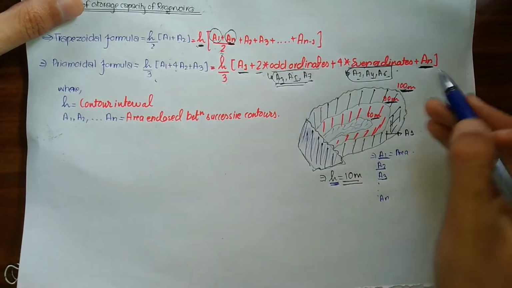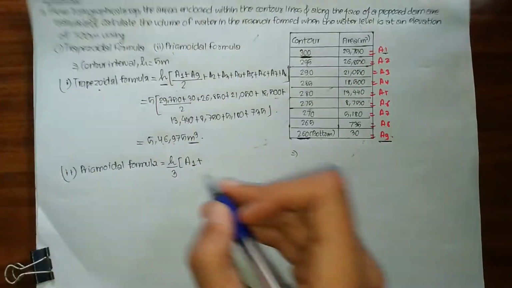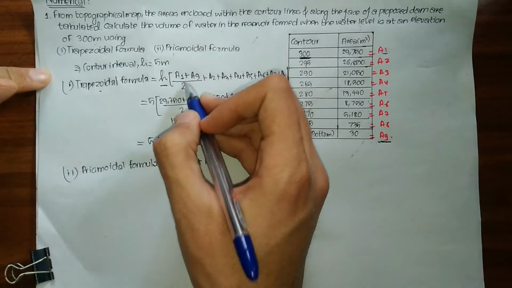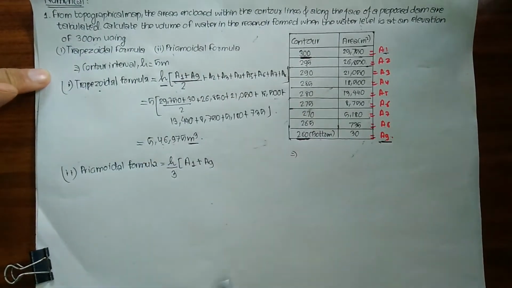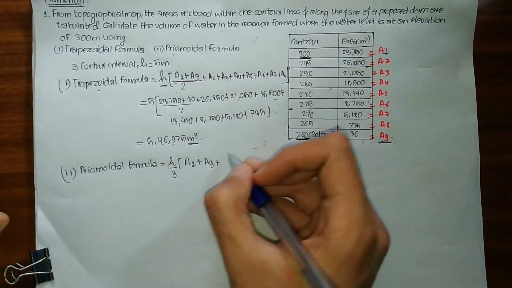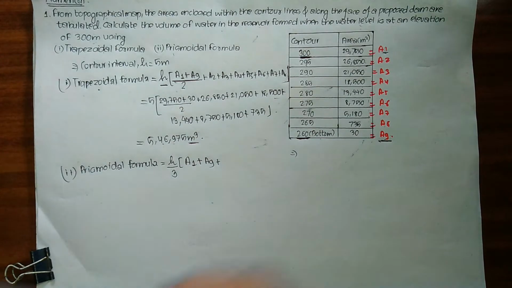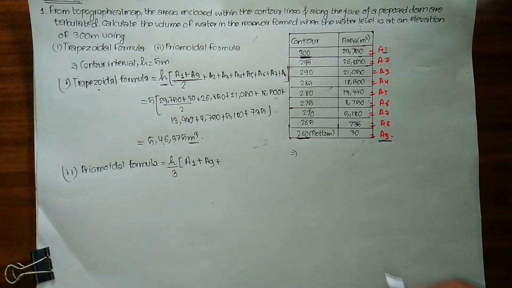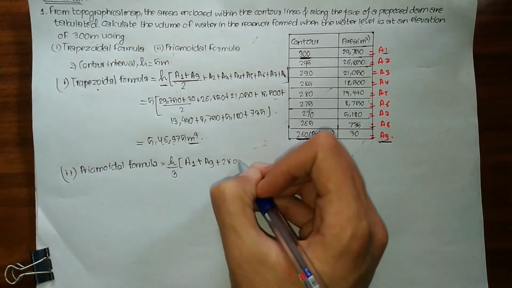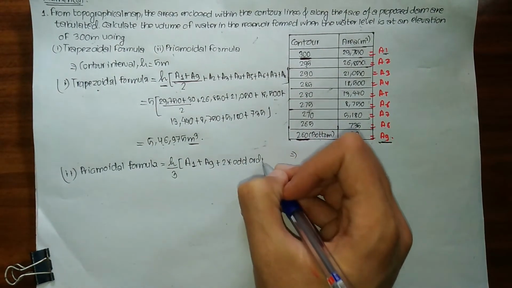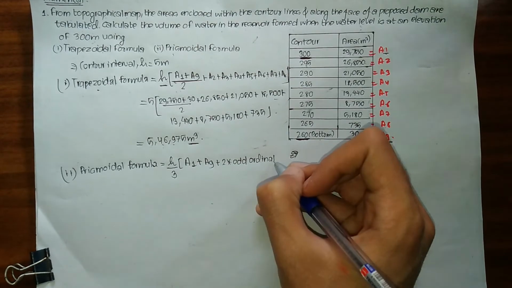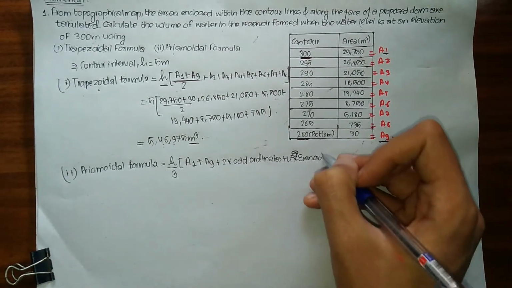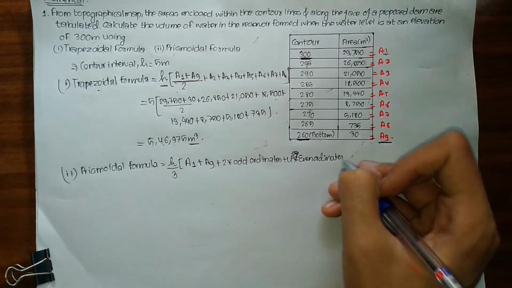We are going to add our first area and final area An. So let me write down my An, which is my final area, A9. In the previous case we divided by 2, but we are not going to divide by 2 in this case. Instead, what we have in our formula is plus 2 into odd ordinates plus 4 into even ordinates. So let me write it over here, 2 into odd ordinates plus 4 into even ordinates.